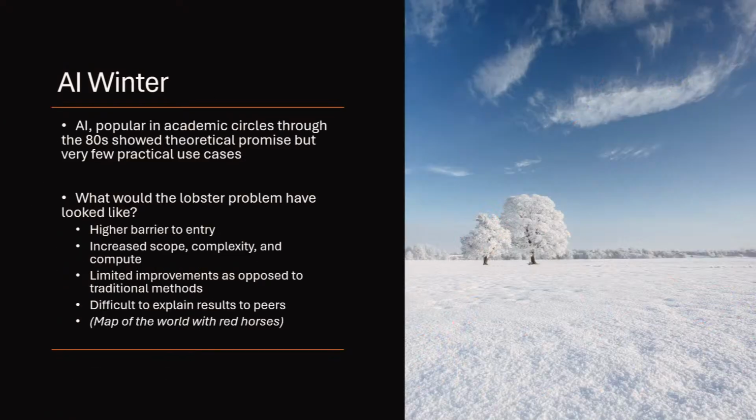Kind of taking a step back, AI was really popular in the 70s and 80s, and then it kind of died down. Some of you who are a little bit older are familiar with the term AI winter. One of the reasons it died down is there just weren't a lot of practical uses. I have some of the reasons up here: barrier to entry, difficult to explain results to peers. I have a map of the world with red horses, so I'm going to touch on that in a bit.